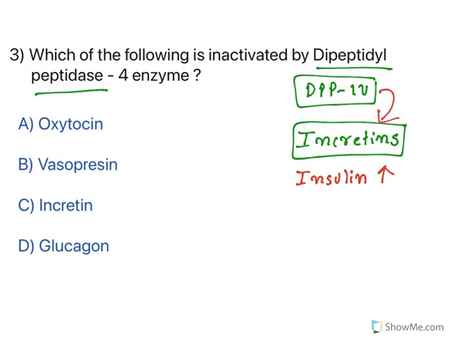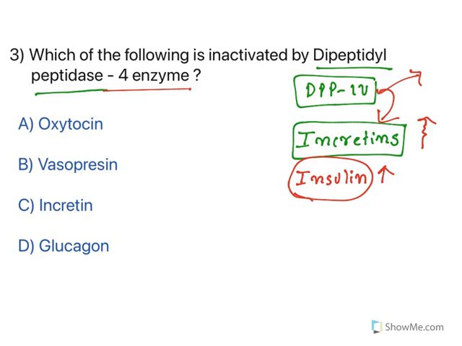So what happens when you inhibit this enzyme? The incretin metabolism will be inhibited and incretin levels are increased. So that will increase the levels of insulin. So this class can be used to treat diabetes.